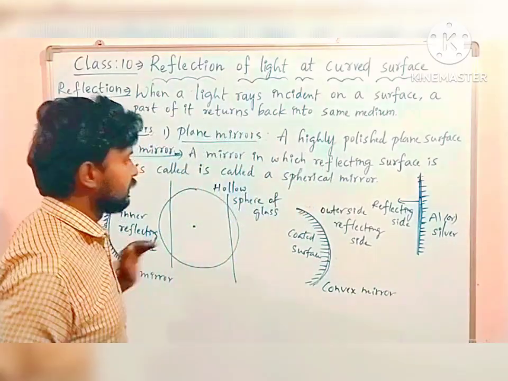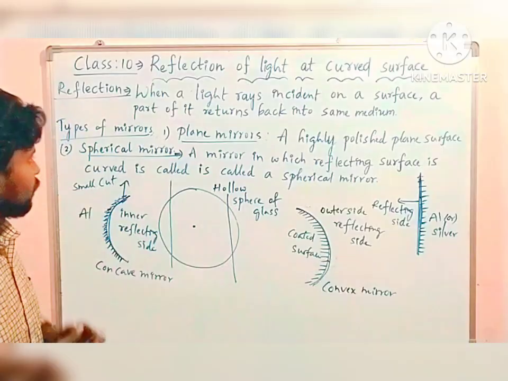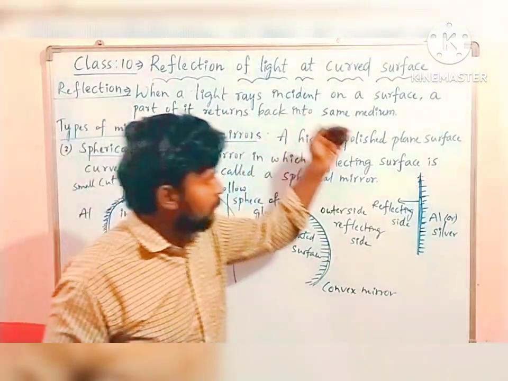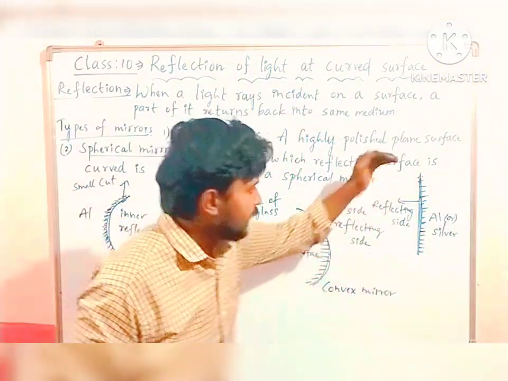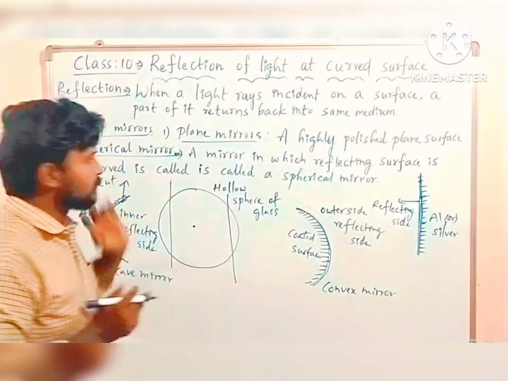This is a concave mirror. This is a convex mirror. Once again, I will explain. Plane mirror means it is a highly polished plane surface, like it is flat. Next, what does spherical mirror mean?